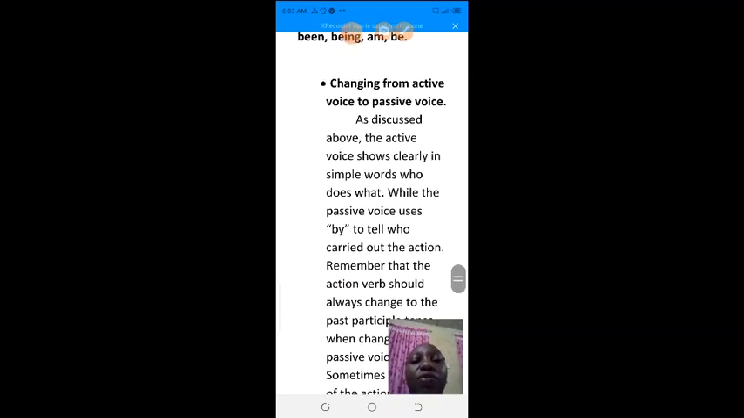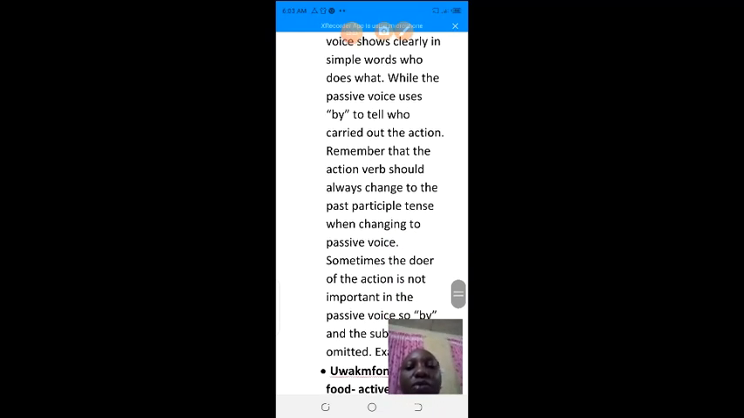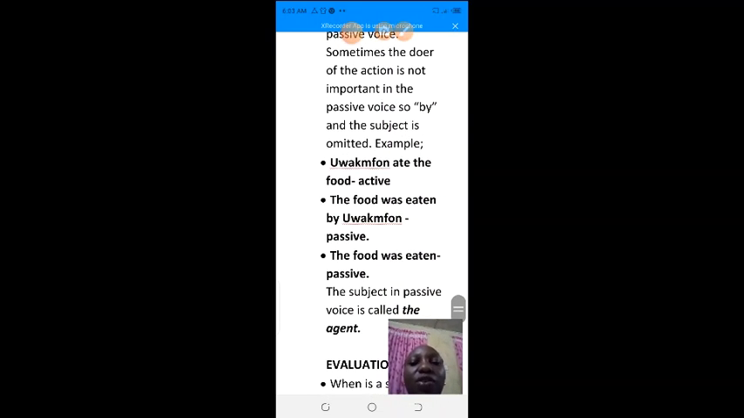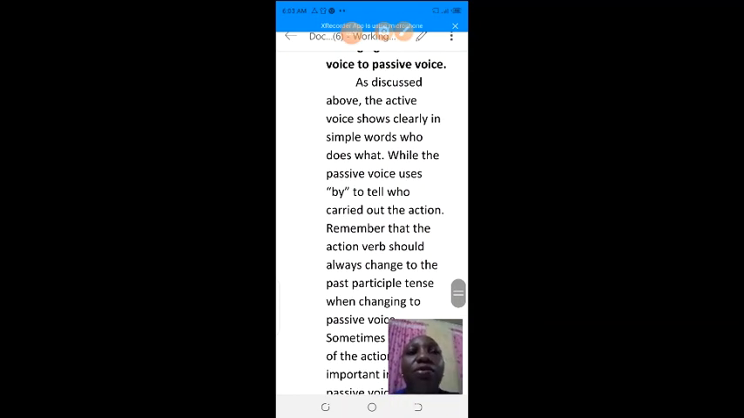Then changing from active voice to passive voice. We have examples where we change from active voice to passive voice. Remember, we said that the subject in the active voice comes last in the passive. The object comes first, and then the verb to be follows the object. The past participle verb follows the verb to be, and then you introduce by, which you use in introducing your subject, which comes last.